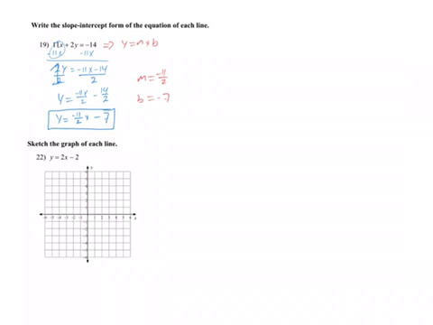This says sketch the graph of each line. So let's just look at this. What is my slope of this line? And what is my y-intercept? I think the y-intercept is the easiest one. That's negative 2. And the slope is that number right there by x, so it's 2. But remember, I can write 2 as 2 over 1 if I wanted to.